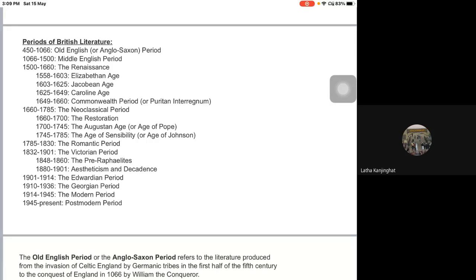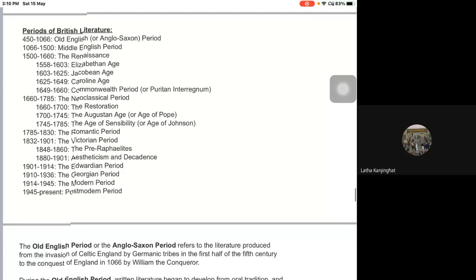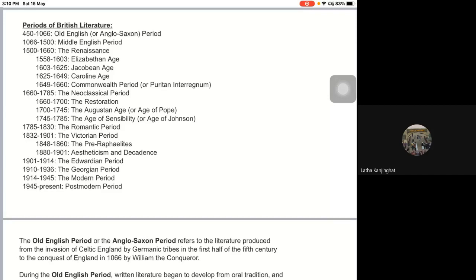And after that, from 1066 to around 1500, is what we call the Middle English period. And 1500 to 1660 is the Renaissance period, the reawakening, rebirth, Renaissance. That can be subdivided into the Elizabethan age, from around 1558 to 1603, the time of Queen Elizabeth I. Then the time of James, 1603 to 1625, which we call the Jacobean age. And 1625 to 49, the Caroline age. And 49 to 1660 is the Commonwealth period, also called the Puritan interregnum.